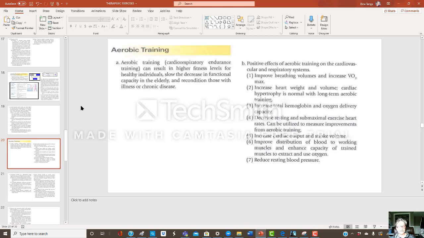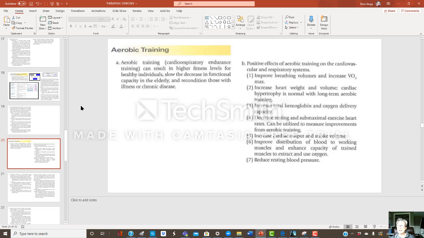Aerobic training. Aerobic training, cardiovascular endurance training, can result in higher fitness levels for healthy individuals, slow the decrease in functional capacity in the elderly, and recondition those with illness or chronic disease. Positive effects of aerobic training on the cardiovascular and respiratory systems.